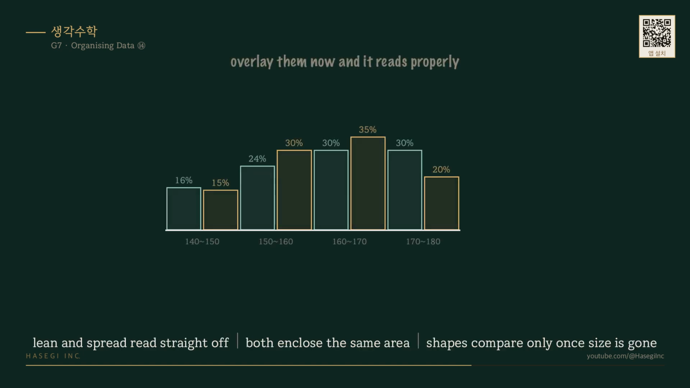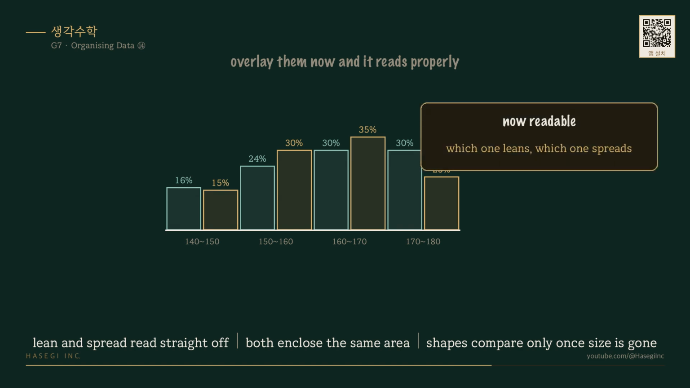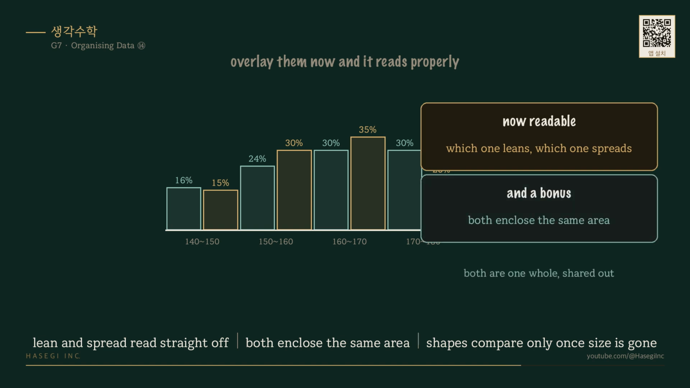Now, overlaying them actually tells you something. Which group leans to the right, which is more evenly spread, all of it reads straight off. The 2 graphs even enclose the same area, since each of them shares out 1. Only with size erased can shapes be compared.